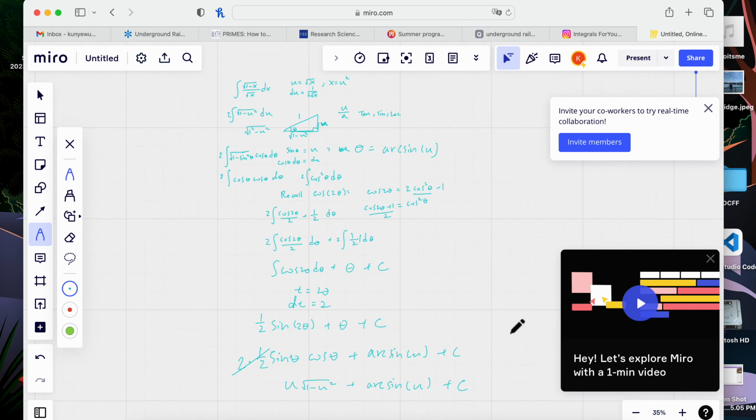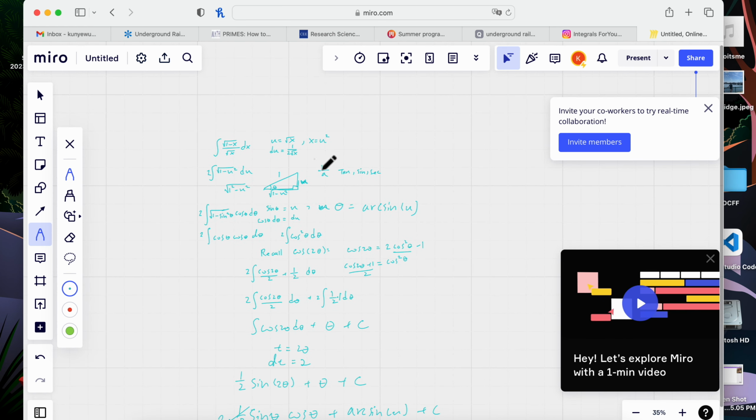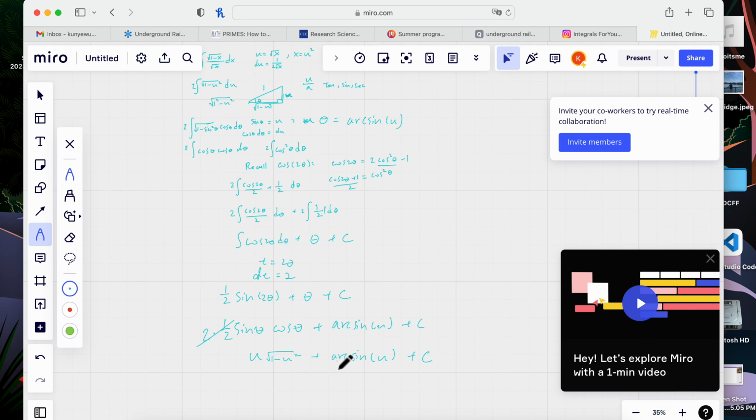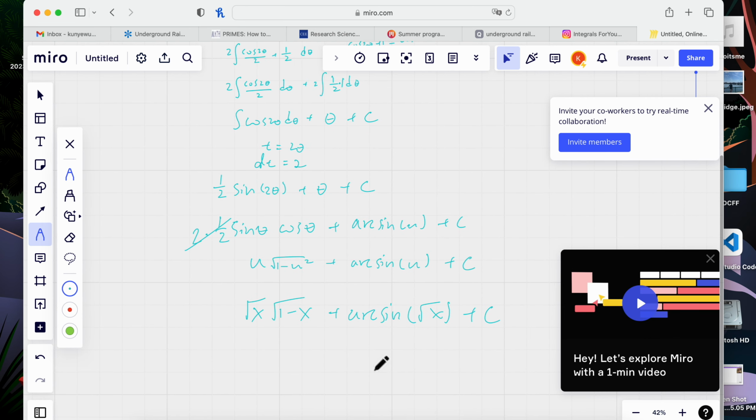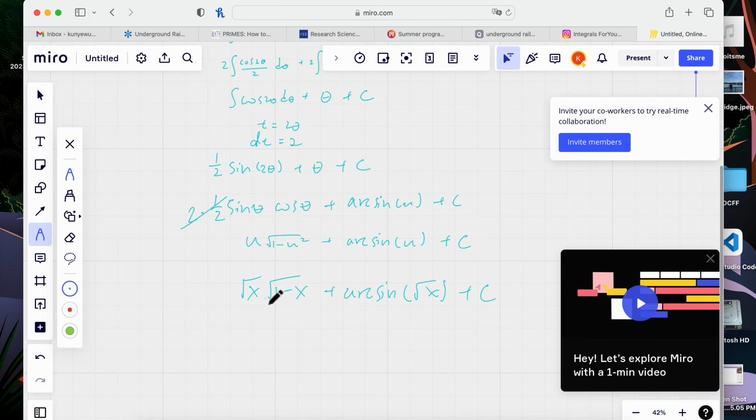Okay, very good. And then at the very beginning, we set u equal to the square root of x. So now it's time to plug that back for every u. So u is the square root of x, times the square root of 1 minus u squared, which is therefore the square root of 1 minus x, plus arcsine of the square root of x plus c. And then to make this look a bit nicer, I'm going to multiply the two radicals. So now it's going to become the square root of x minus x squared plus arcsine of radical x plus c. And that is our answer.